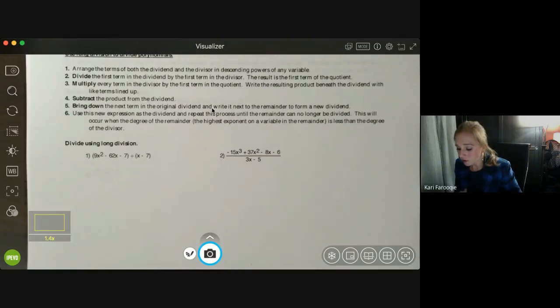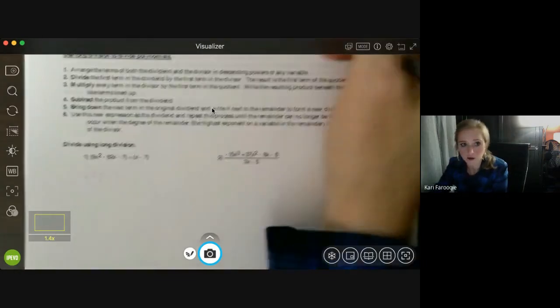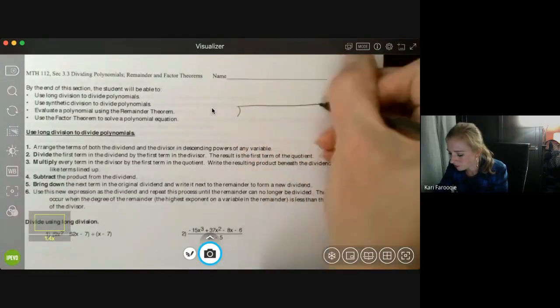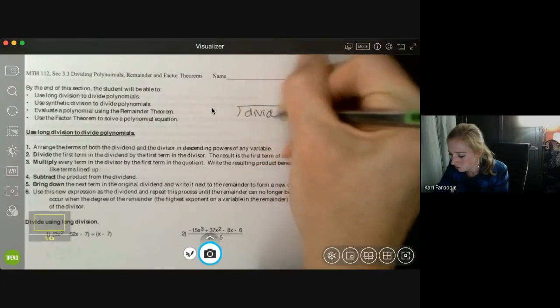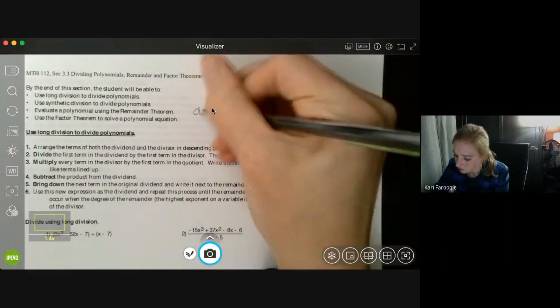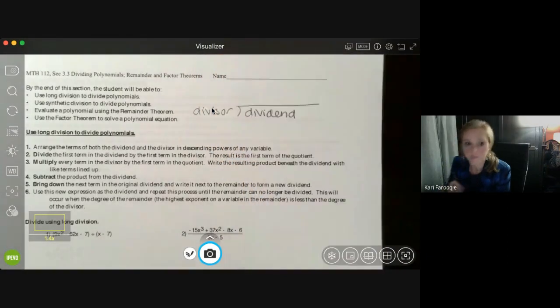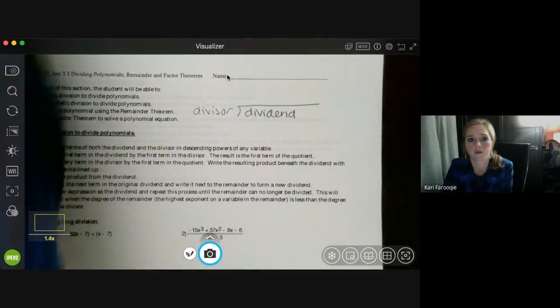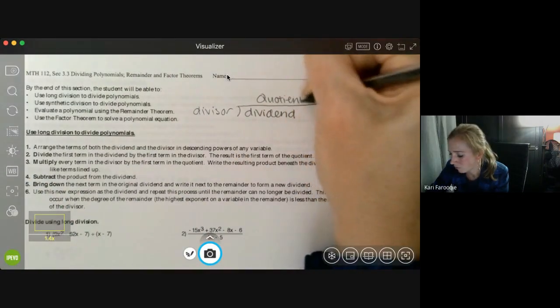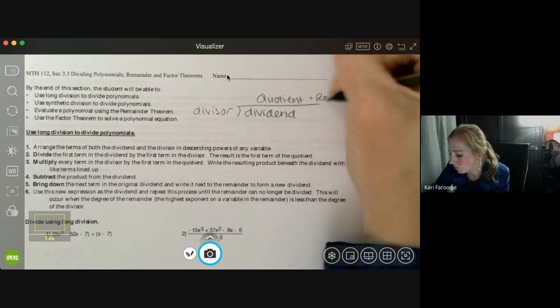So to long divide your polynomials, you are going to make sure to arrange the terms of both the dividend and divisor in descending powers for any variable. And if you're not sure what these things are, like what's the dividend, what's the divisor? The dividend goes underneath the long division symbol. The divisor is what you're dividing by. And then you have a quotient, that's your answer. And sometimes you'll have a remainder.